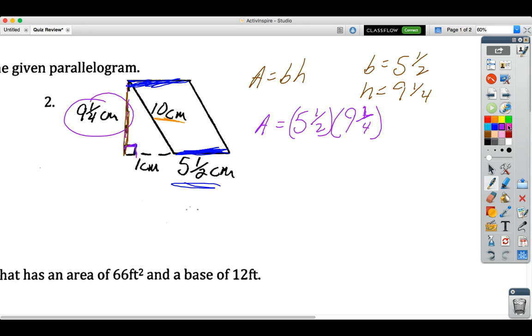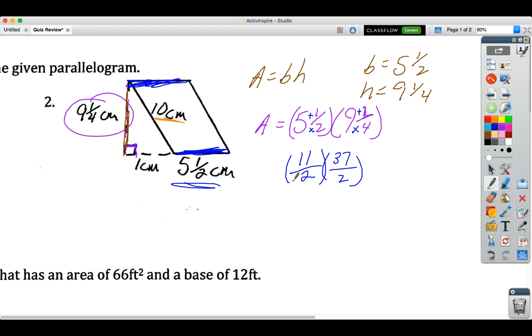Now, if we're going to multiply fractions, let's change these into improper fractions. We do that by multiplying and adding. So 5 times 2 is 10, plus 1 is 11. So it becomes 11 over 2. 9 times 4 is 36, plus 1 is 37 over 2.